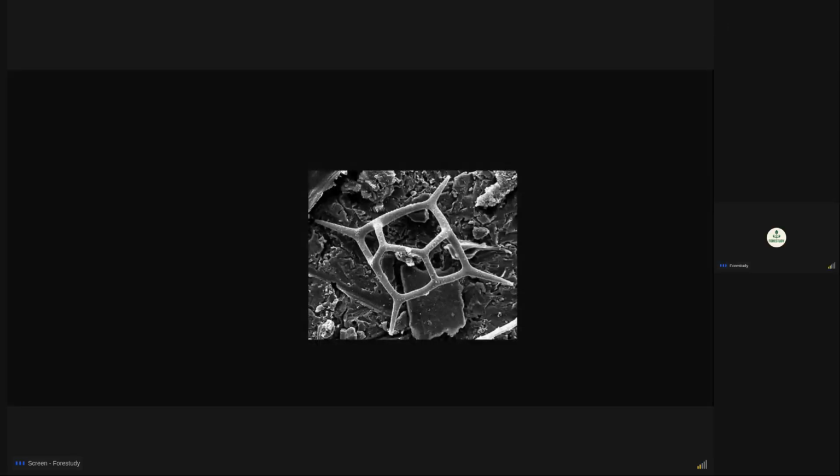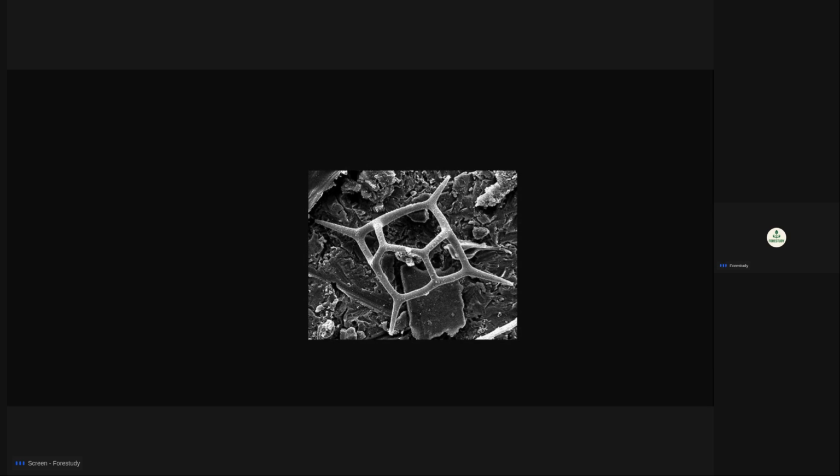So this is actually a silicoflagellate. A silicoflagellate you can see. I hope you can see it. Yeah, so this star-like shape, and it's a silicoflagellate.